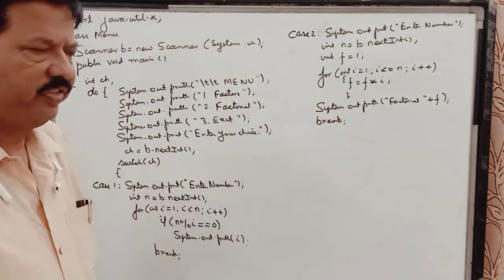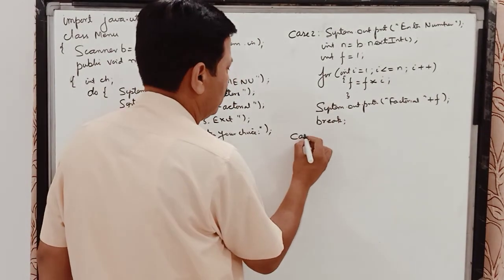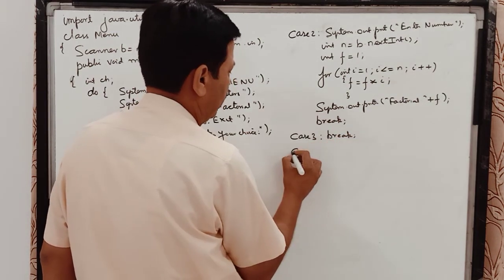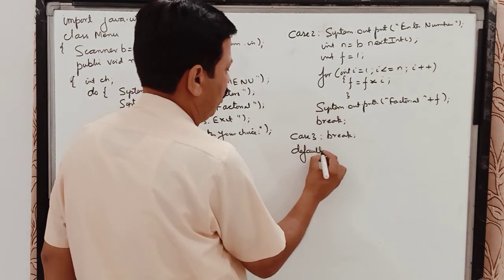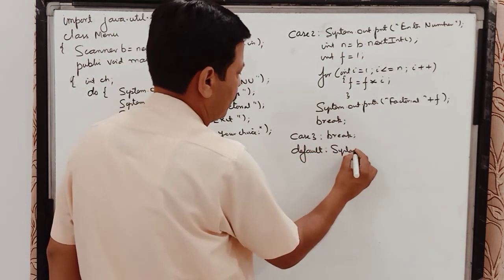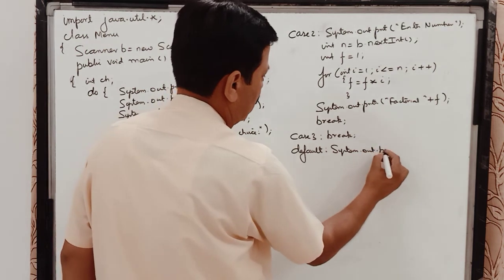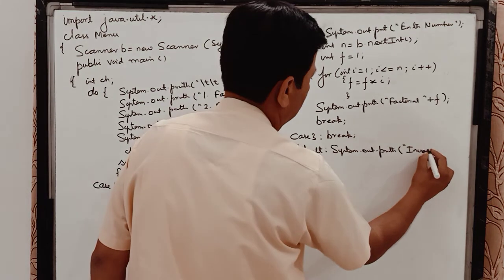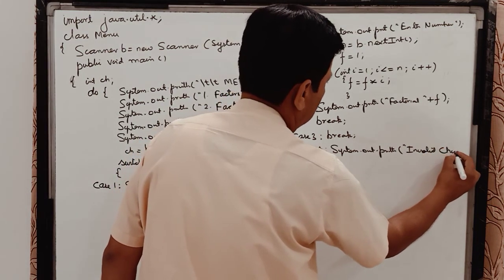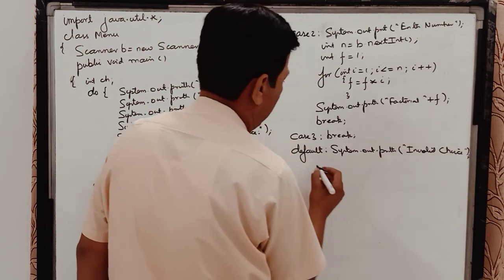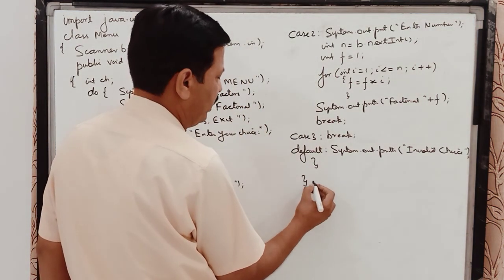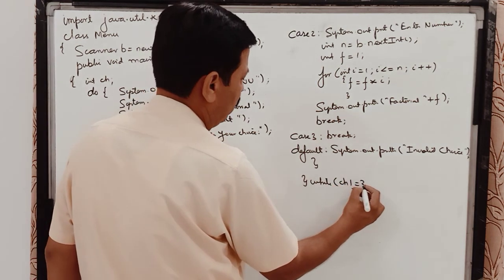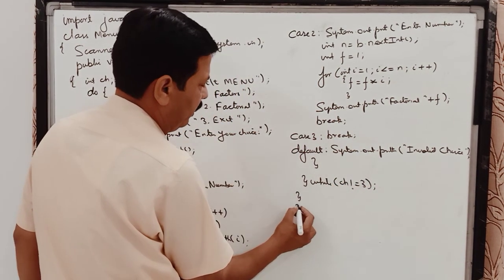Again we come to choice 3 and in case 3 we write the break statement. Default, we write the invalid option. Invalid choice. And here we end the switch case block while ch is not equal to 3 and we end this block.